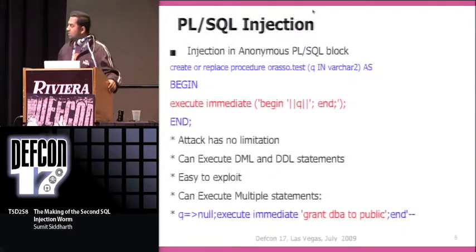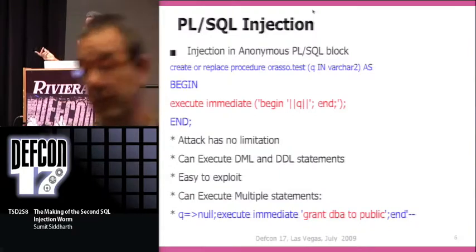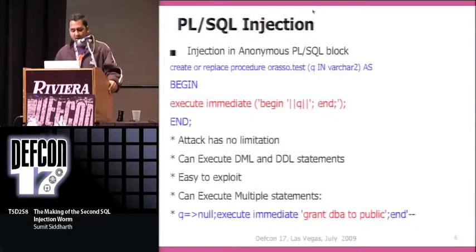So this is how a typical PL/SQL injection would look like. Over here, I've created a sample procedure called orasso.test. It takes a variable, and that variable basically then gets embedded into a begin and end string, and it is used in construction of an anonymous PL/SQL block, which then gets dynamically executed. So over here, you can clearly see it's a PL/SQL injection, and you can take control of that PL/SQL block.